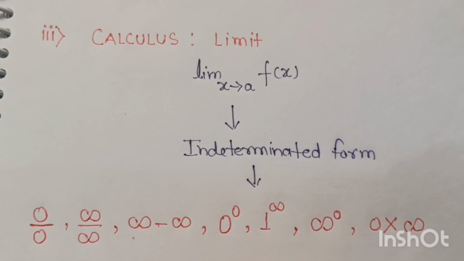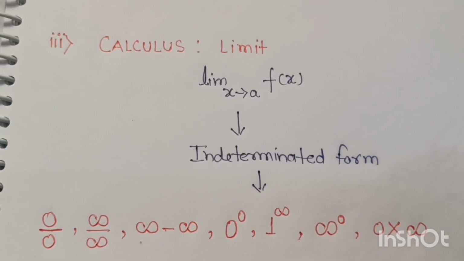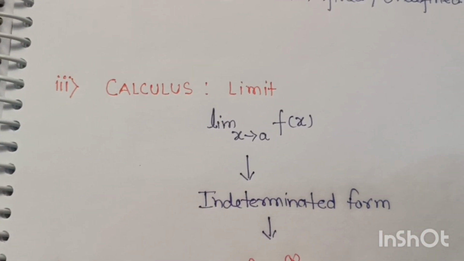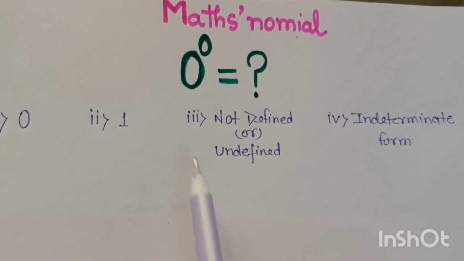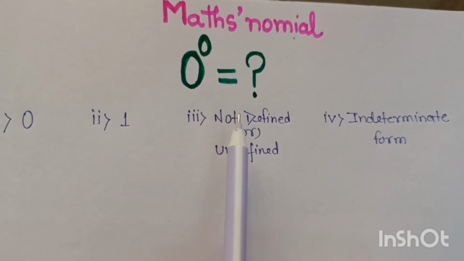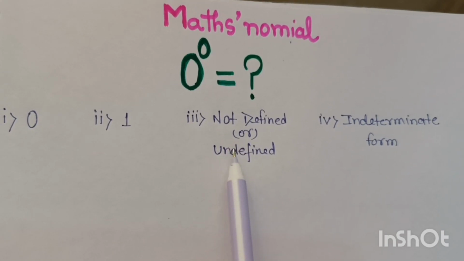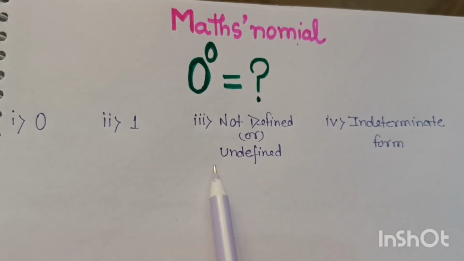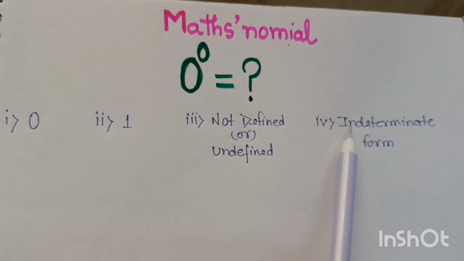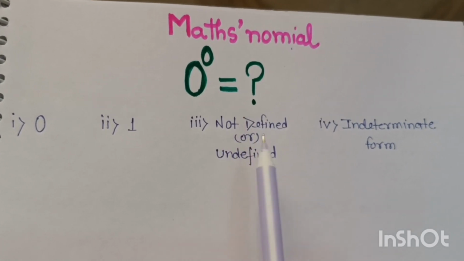So we have reached a conclusion that 0 and 1 cannot be the answer. Definitely not. Now out of these two, so here 0 and 1 cannot be the answer, and we can say out of these two, not defined or undefined will be the correct answer. In this given circumstance, indeterminate form is also a correct answer, but only in calculus. So the correct answer is not defined or undefined.